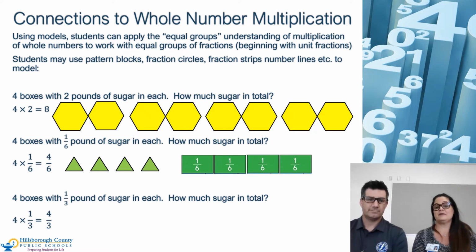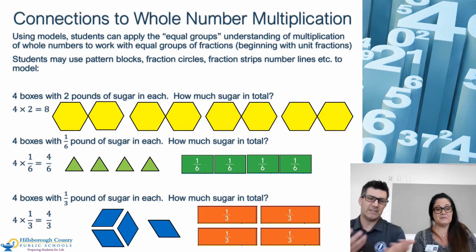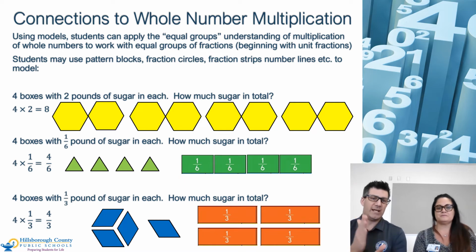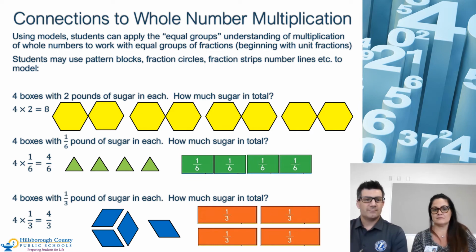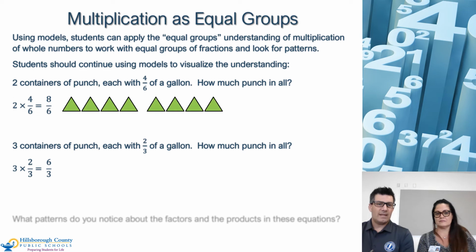Oh, that makes sense because there's 6 triangles and 1 hexagon, right? If you wanted the hexagon to be a whole, yep, those would be 6. Okay. But you could change it up too. The important thing is that students are working with that same contextual problem. We're just changing one of those factors to be a fraction now.